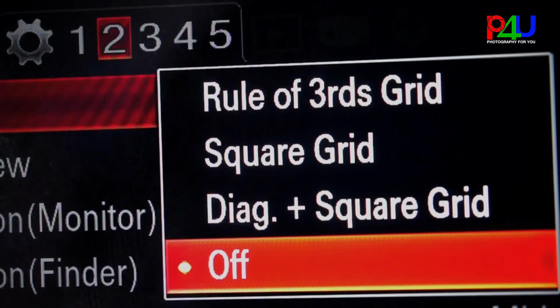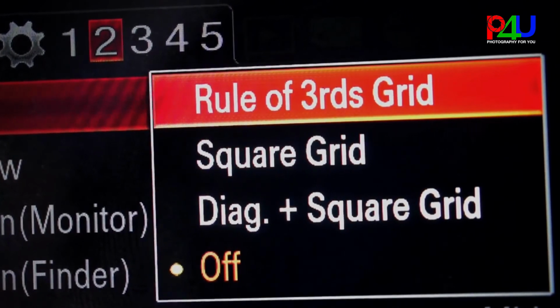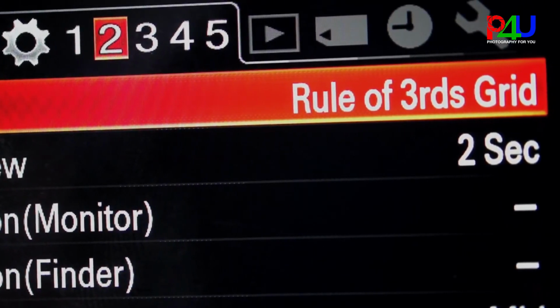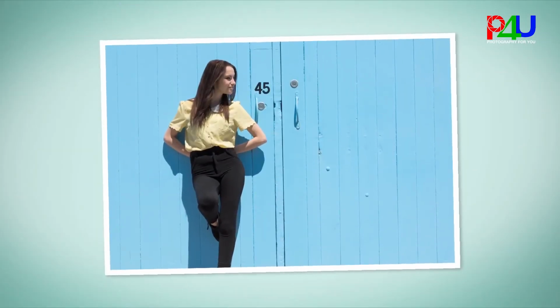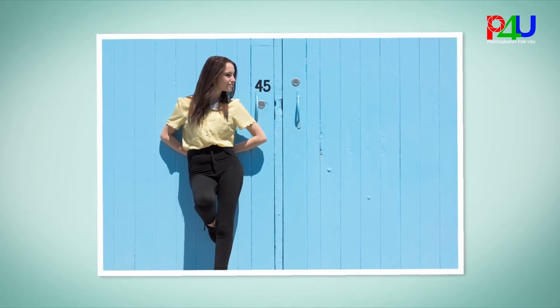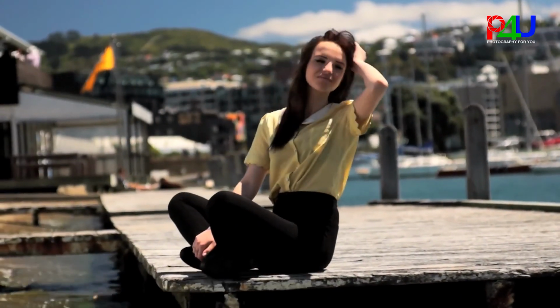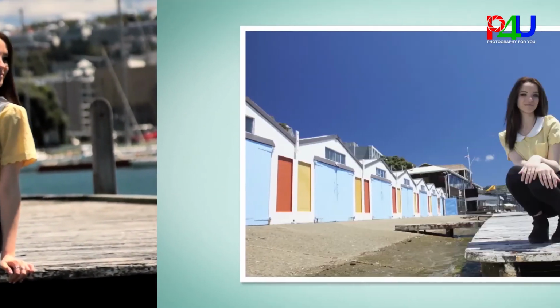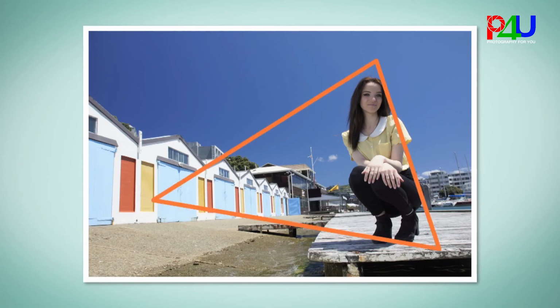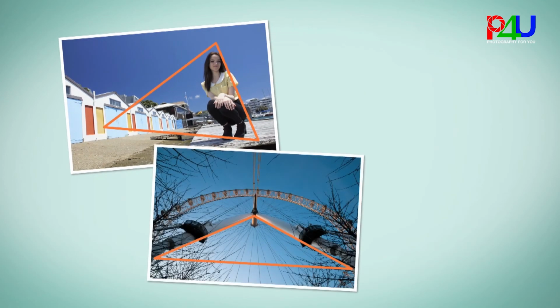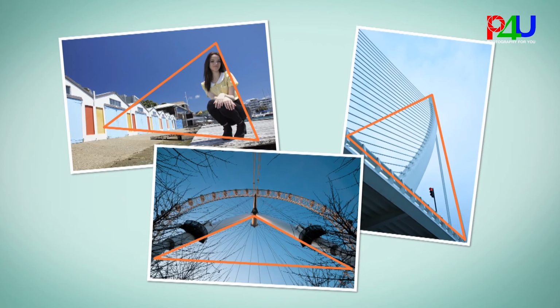Most of our DSLR cameras display these lines on the viewfinder or on the display on the back of the camera, so try using them as a guide for your composition. Triangles. These are another great compositional tool. If we want to reinforce the relationship between the elements, try placing them within a triangle. The shape and direction of these triangles can vary depending on the scene you're photographing.